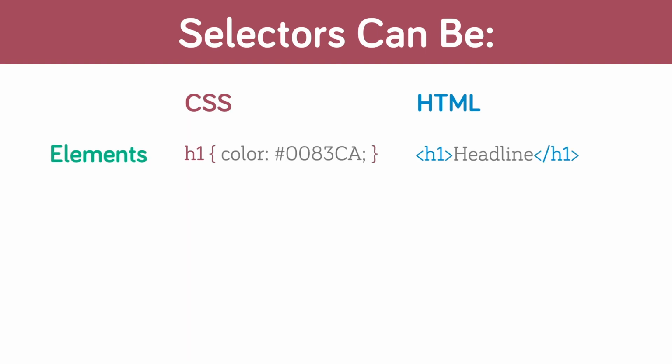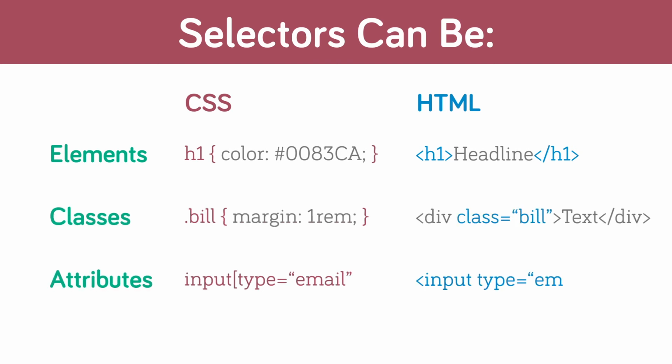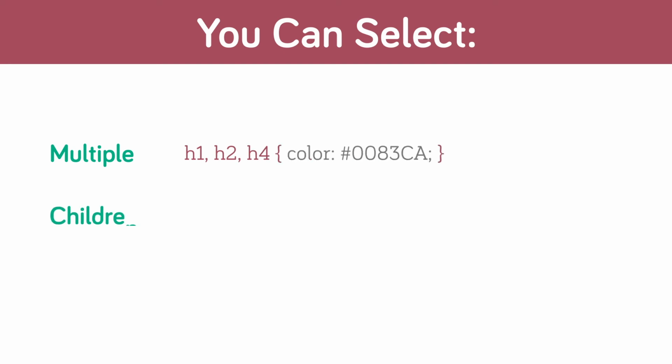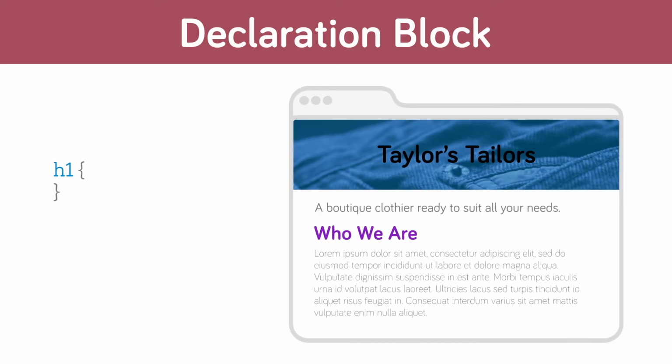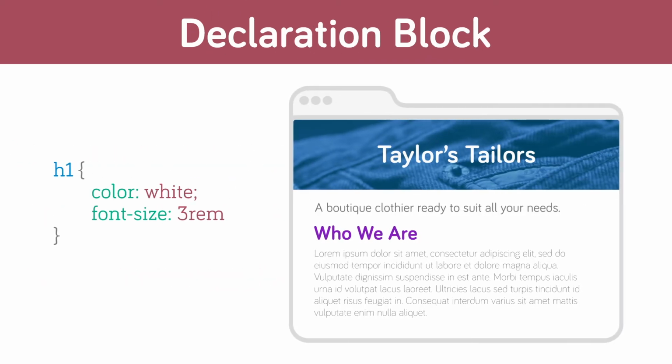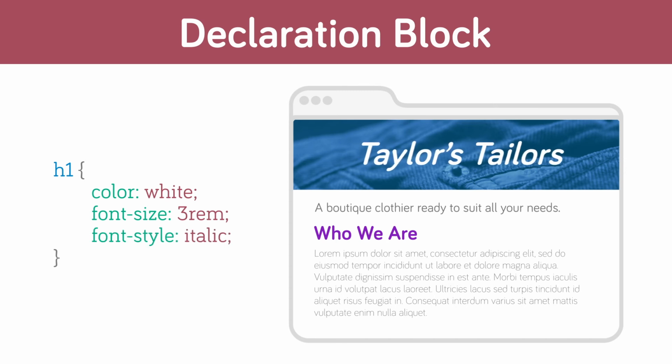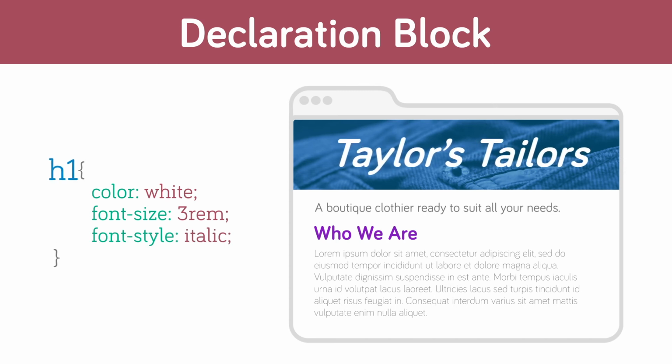With CSS, we can select HTML by simply using the element name, such as H1 or P. We can also get more specific by referencing classes or attributes. CSS can also use more sophisticated combination selectors for multiples, parent-child relationships, siblings, and more. Once the selector has been written, every property and value pair that goes inside the curly brackets is applied to whatever HTML element matches the selector.